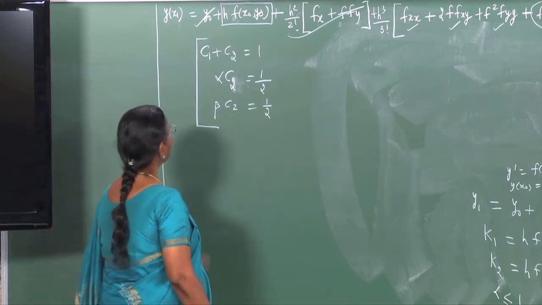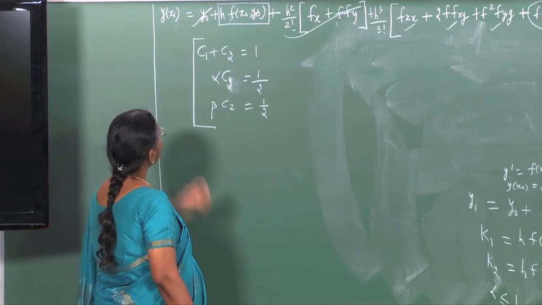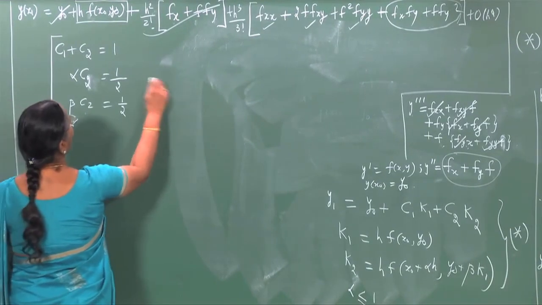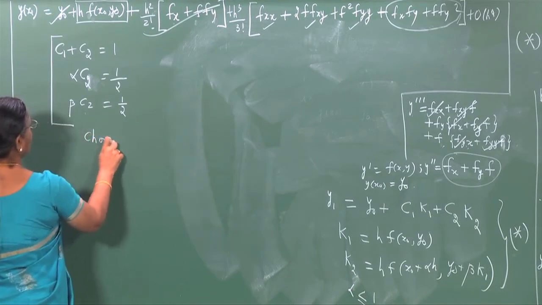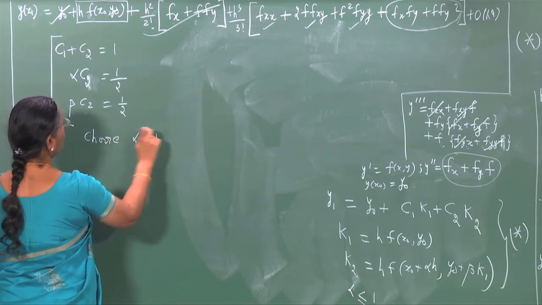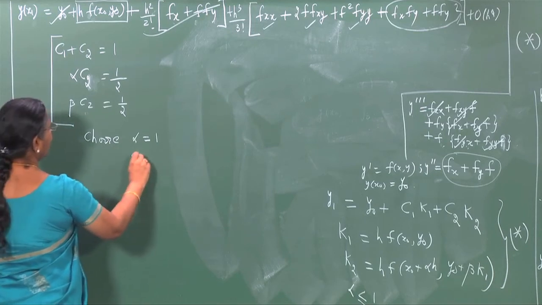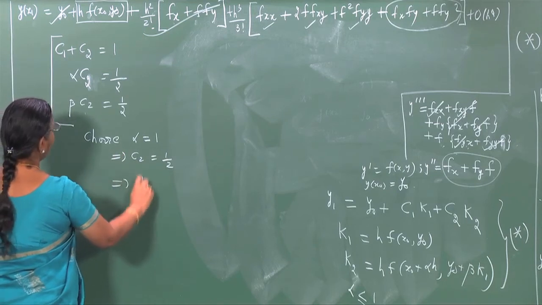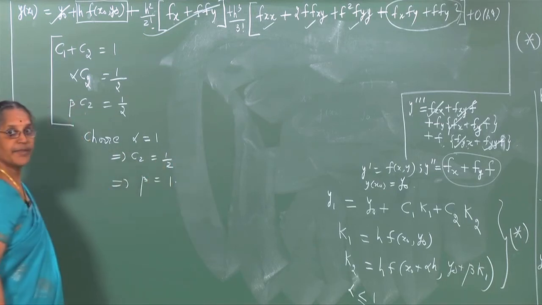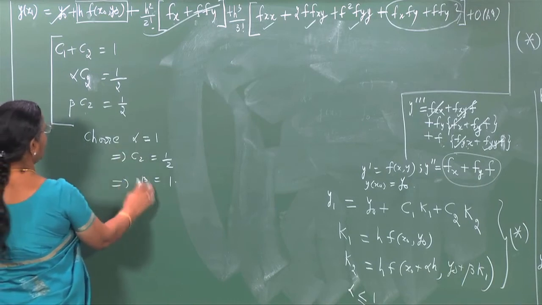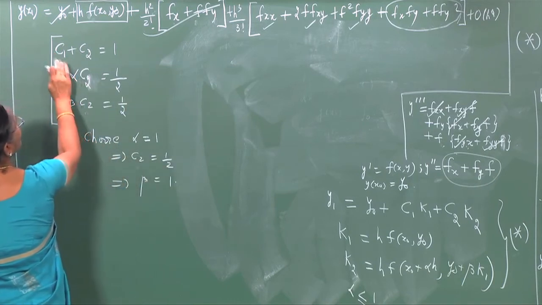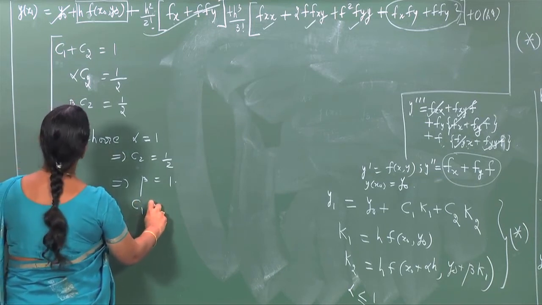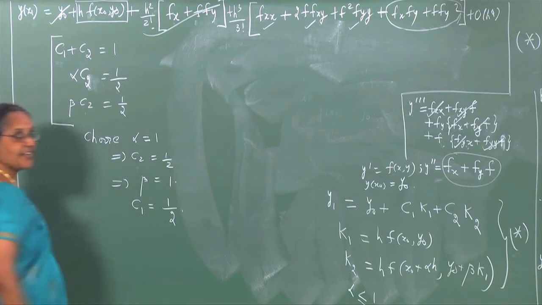So, let us choose, say, alpha to be equal to 1. So, let us choose alpha to be equal to 1, which will give you C2 to be equal to half, and therefore, beta will be equal to 1. So, when alpha is 1, beta 1, C2 half, and since C1 plus C2 is 1, this immediately gives you that C1 is also equal to half.